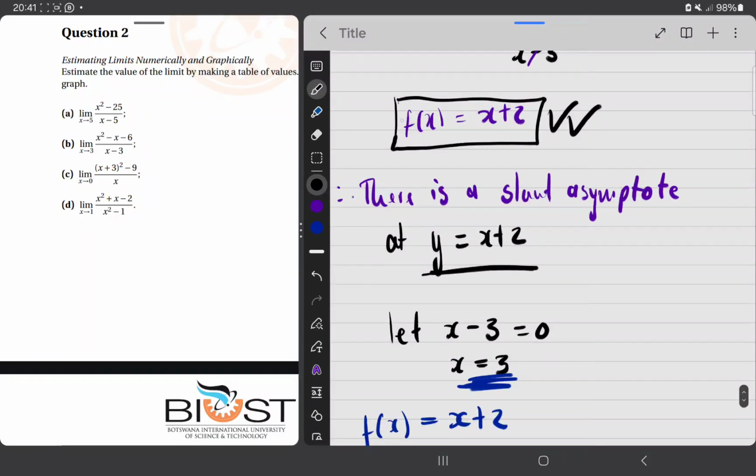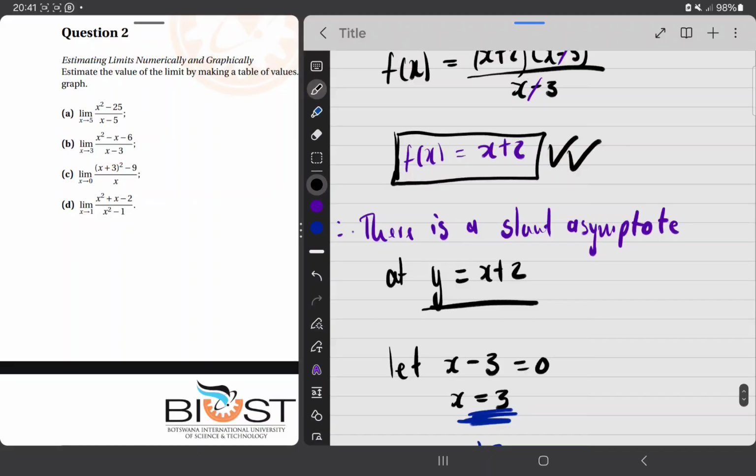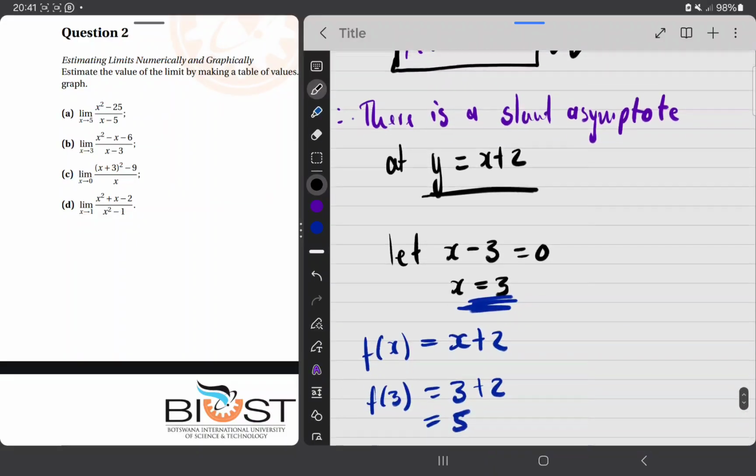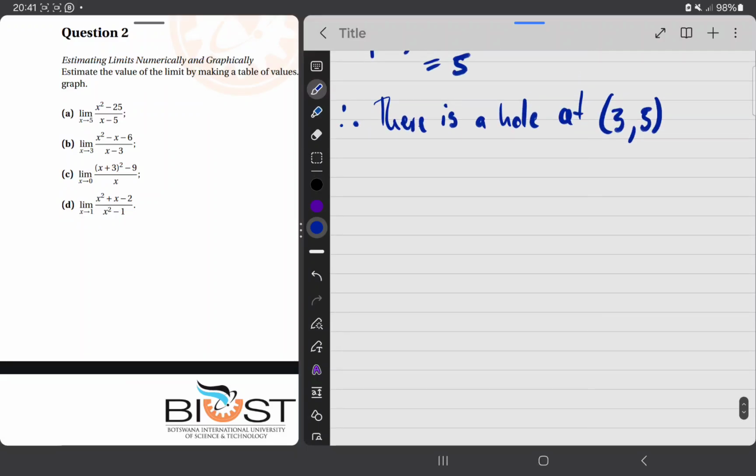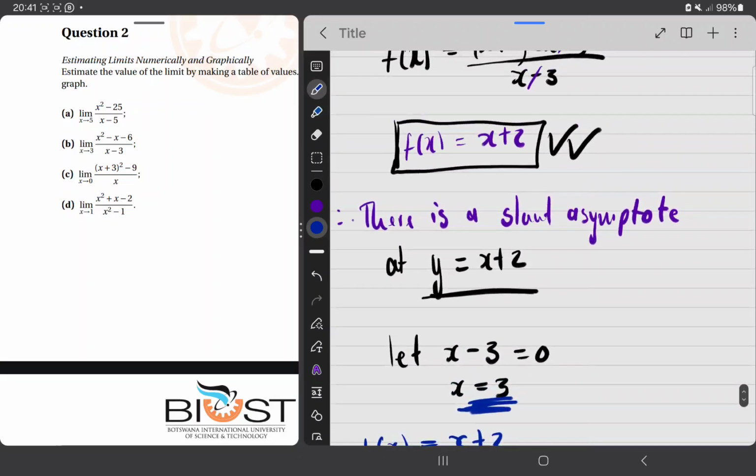The only difference between this new version, which we get after canceling the factors, is that the original one has a hole. So here there's a hole. Now we know the hole, and we know that there's a slant asymptote.